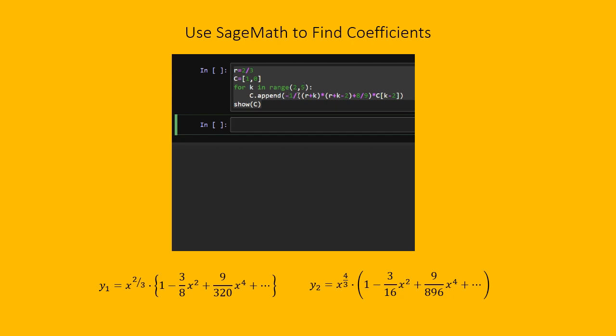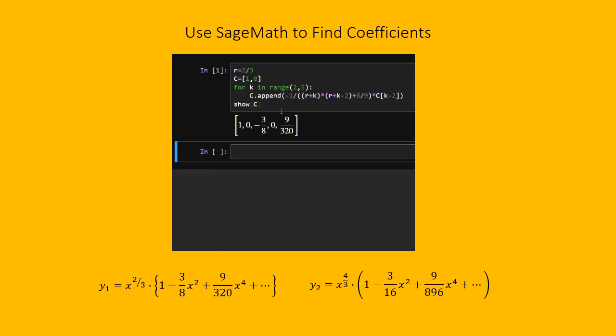C dot append, and then here we have the recursive formula for C sub k. So for k in range 2 to 5, we're going to append the value of C sub k. So this loop will append C sub 2, C sub 3, and C sub 4 to the list C. We will then show what the list C has in it. I will use Shift-Enter to execute this code. And here's what we get. C now has the contents 1, 0, minus 3/8, 0, 9/320. So the infinite series that's multiplied by x to the r outside is going to be 1 minus 3/8 x squared plus 9 over 320 x to the fourth.